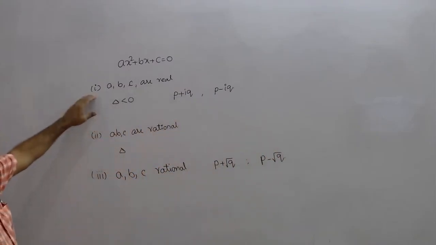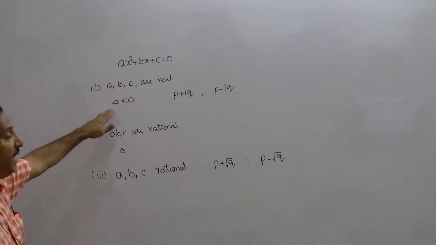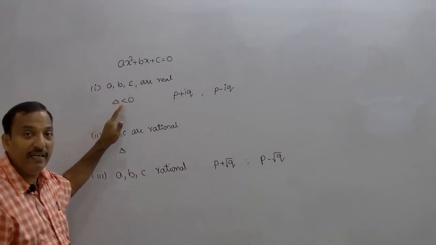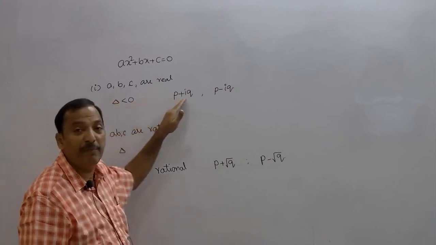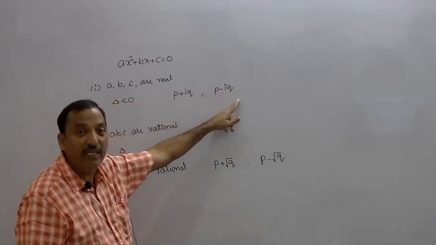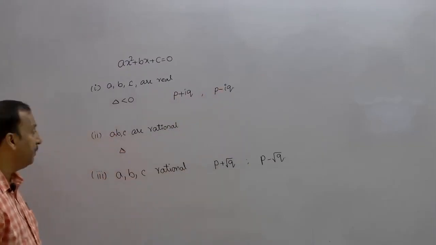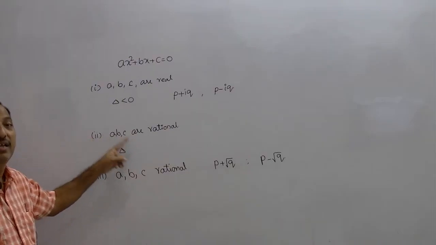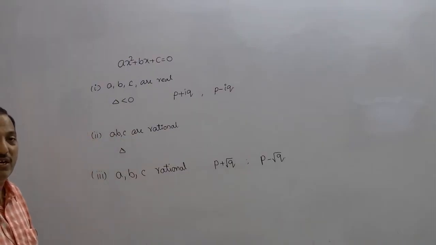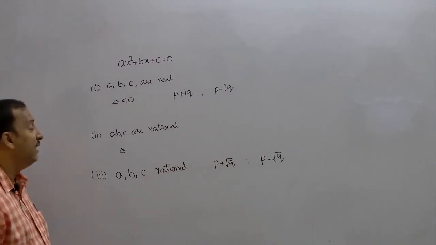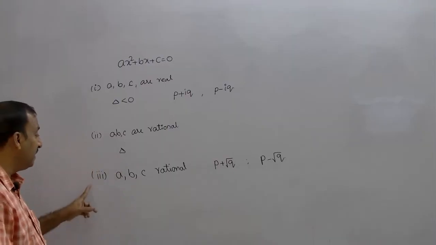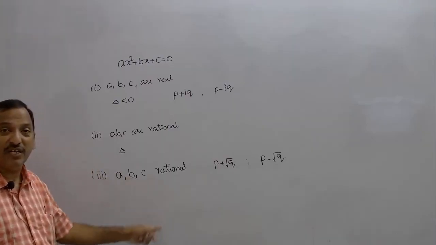The first one is a, b, c are real, and if delta is less than 0, then the roots are imaginary. And in that case, if one root is p plus iq, then the other root is p minus iq. Okay. The second one is a, b, c are rational. Then the roots of the equation are rational only when the discriminant is a perfect square. And the third one is a, b, c are rational.